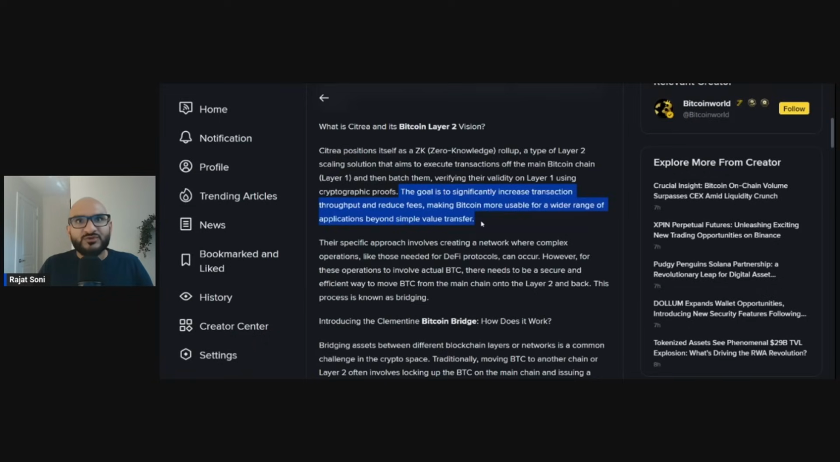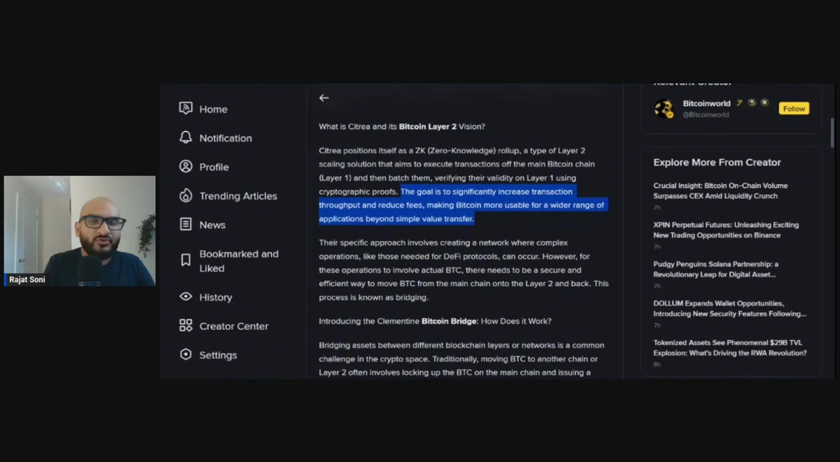And again, we're going to go through what Citria said here. The goal is to significantly increase transaction throughput and reduce fees, making Bitcoin more usable for a wider range of applications beyond simple value transfer. And how do you know that Bitcoin Core developers aren't being paid by companies like Citria to do this? How do you know that they're not receiving something in the background, under the table, something that sweetens the pot for them and convinces them that this is the way to go? How do you know that they're not being blackmailed? How do you know that maybe they got caught in some kind of crime? And I'm not saying that they did. That's not what I'm saying. How do you know, though, that that's not the case?